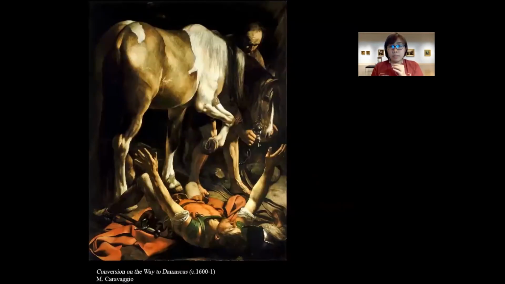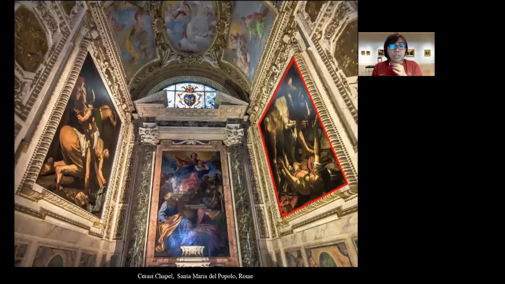Okay, so I'm gonna share ko tong aking screen with you so you can see the painting. This is a famous painting by Caravaggio, entitled Conversion on the Way to Damascus. This painting is currently found in Siracci Chapel, Santa Maria del Popolo, Rome. Nasa Rome siya, ito siya. If nakikita niyo, yan siya.